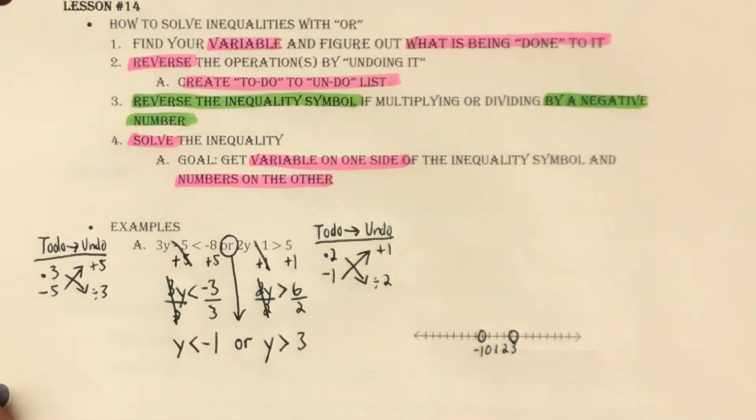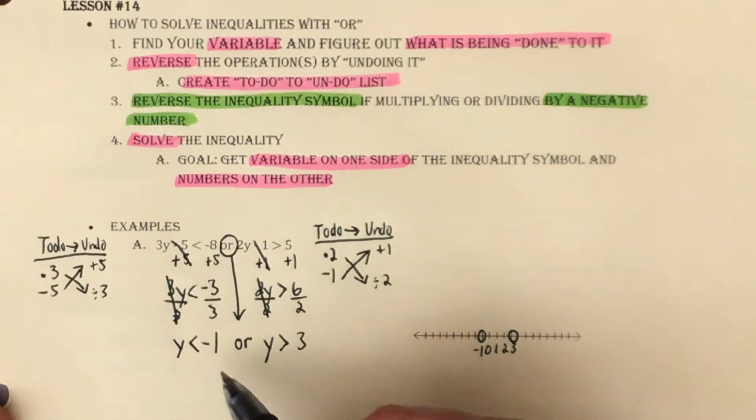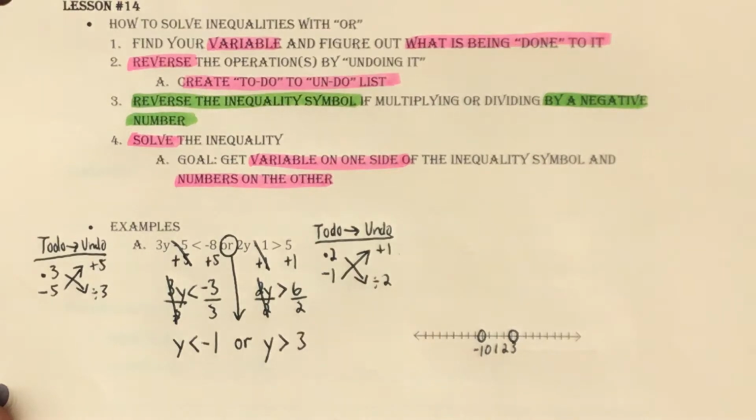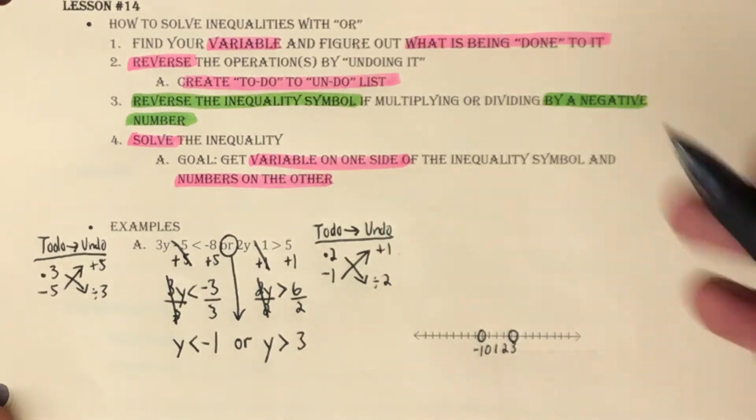Then I need to figure out, are either of them filled in? Well, -1 is not, because no portion of an equals sign. 3 is not, because no portion of an equals sign. Then I want to choose a number in between the two circles. So I choose 1, and I'm going to plug that into each inequality to see if it makes it true.